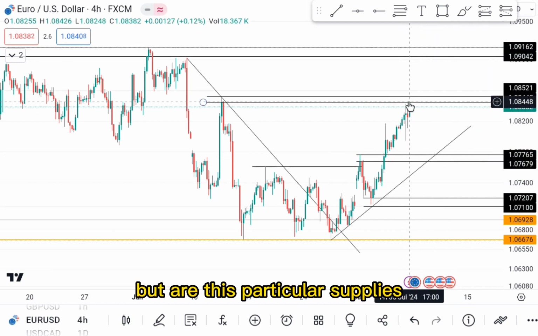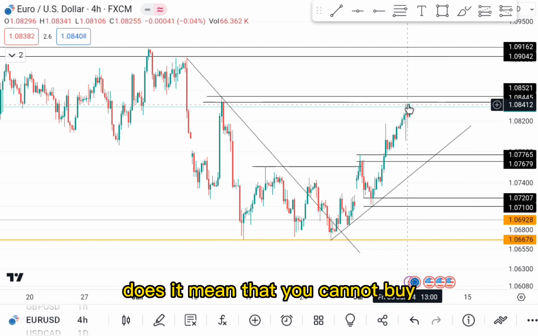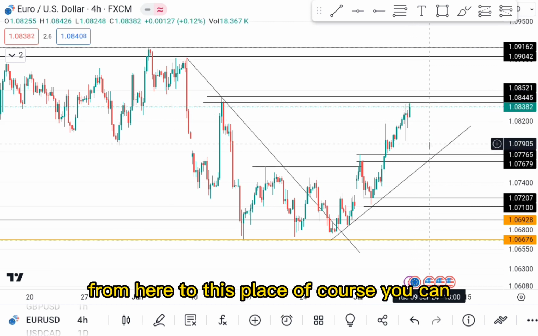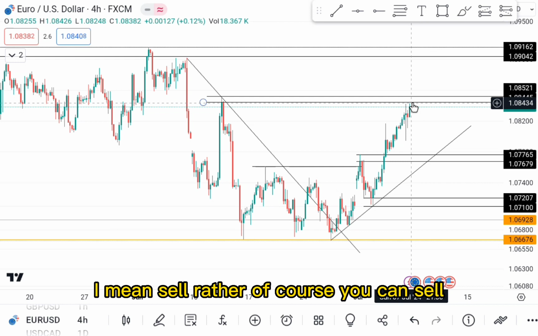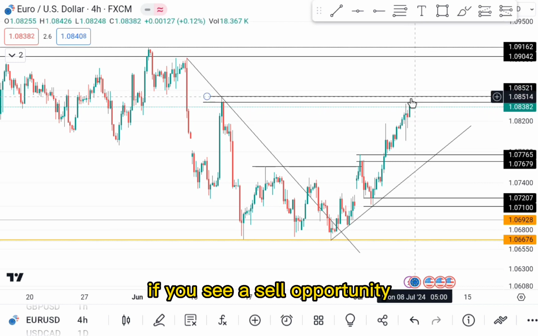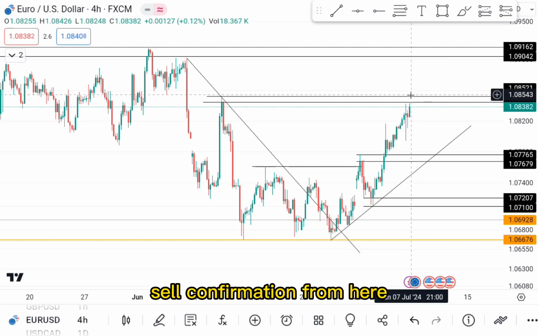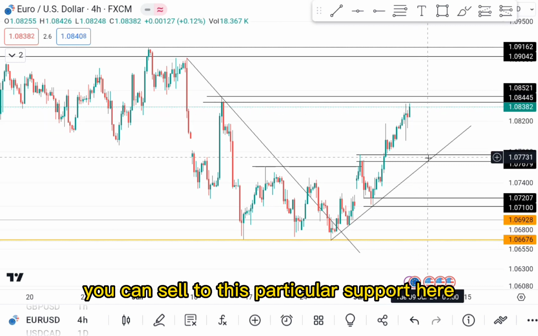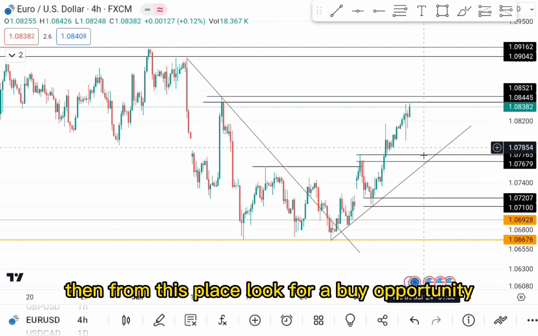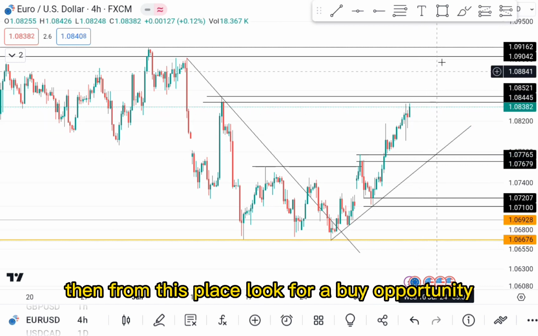But at this particular supply, does it mean that you cannot sell from here to this place? Of course you can sell. If you see a sell opportunity, a sell confirmation from here, you can sell to this particular support here. Then from this place, you look for a buy opportunity.